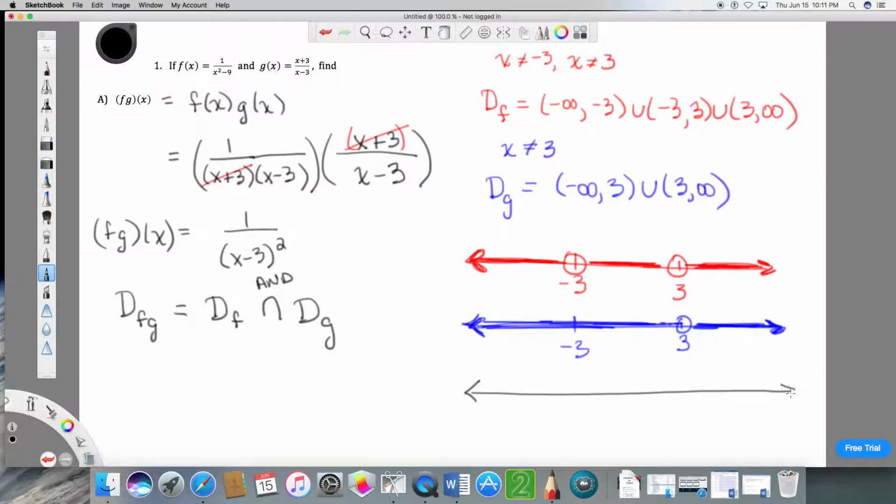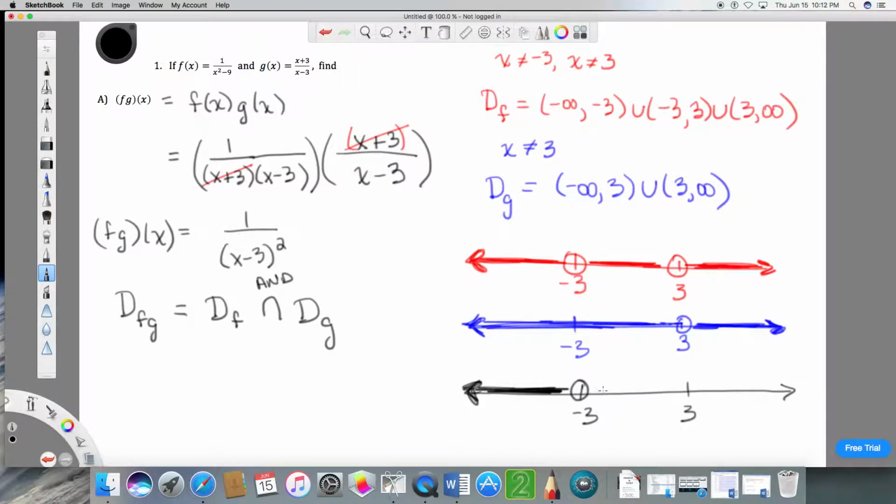To be in this set, you have to be in both sets. Well, to the left of -3 is shaded here. To the left of -3 is shaded. So to the left of -3 is going to be shaded in the intersection in my final answer. -3 is not shaded. To be in the intersection, you have to be in both. -3 is not in both.